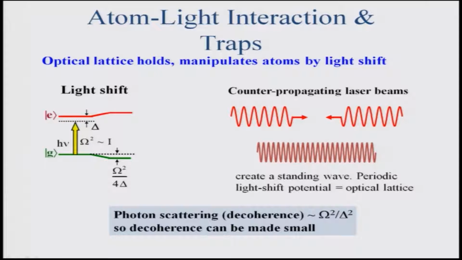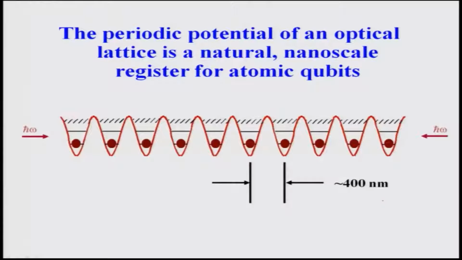So this optical lattice manipulates atoms by light shifting, and these are going to be very useful to create the standing wave periodic light shift potentials where the atoms can essentially lie. So the periodic potential of an optical lattice is a natural nanoscale register for atomic qubits. Typically speaking, when we talk about ion traps and ions, magnetic fields and others can be utilized because of the charged nature of the system.